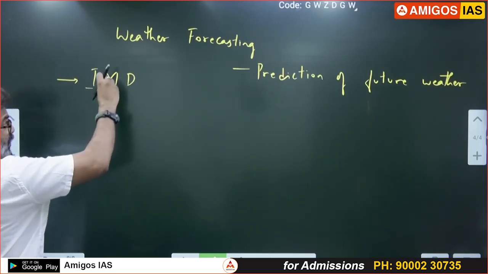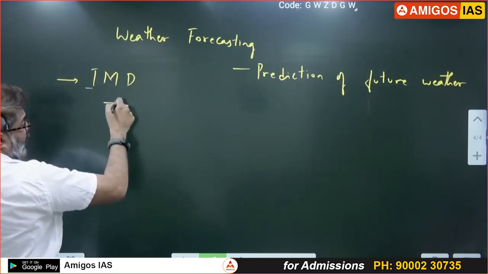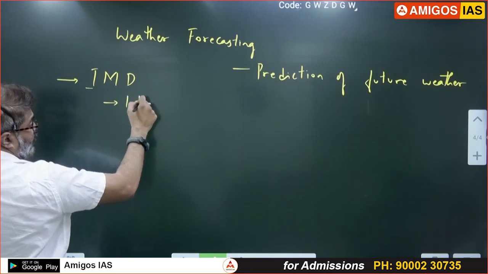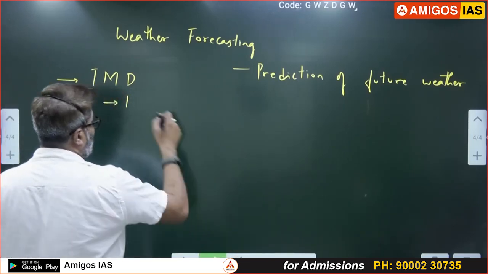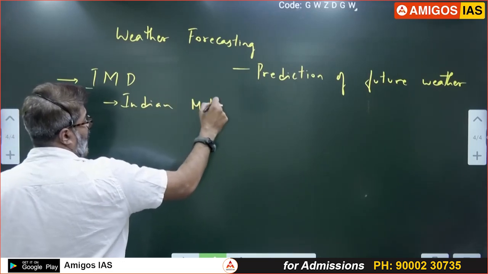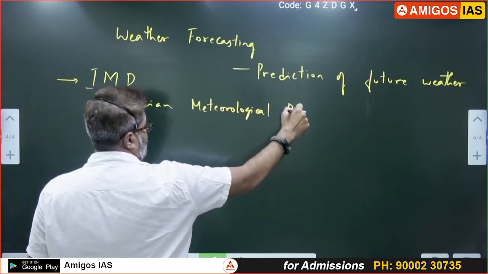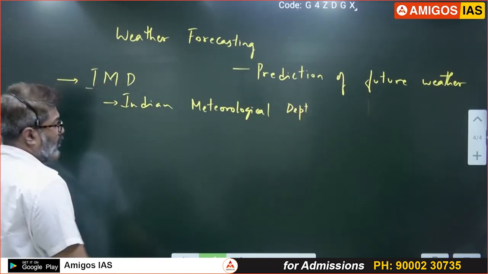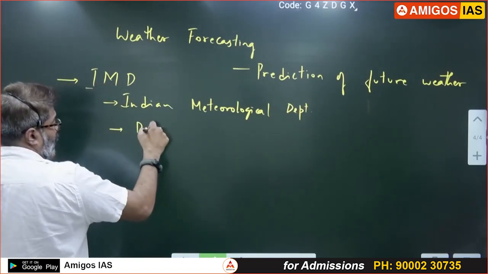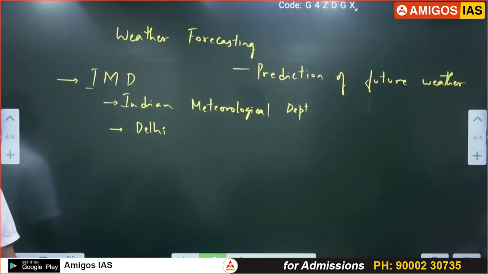So their responsibility is what? Weather forecasting for the country. Indian Meteorological Department, based in Delhi. Please write Indian Meteorological Department. All of you know. Meteorological Department, based in Delhi. Okay. So this is one organization we have.